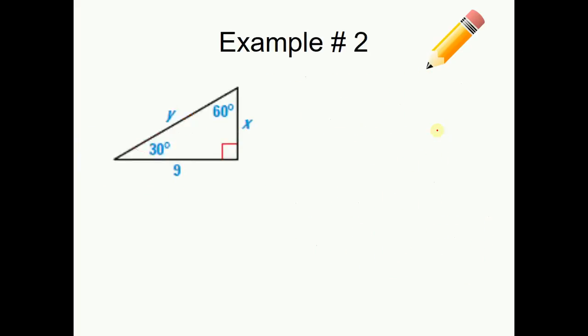Let's try a second example here. So let's see, what do we have here? This 9, he is across from the 60, so he is the long leg. Don't like that. I want to have the shorty first. Shorty comes first. So I know that the long leg is equal to my short leg times the square root of 3. So let's plug in what we know. My long leg is 9. Short leg is x times the square root of 3.